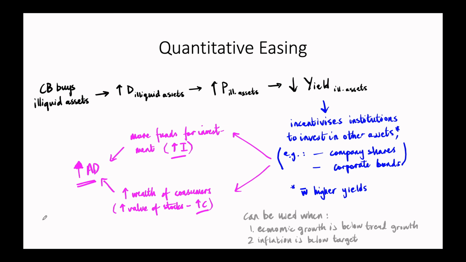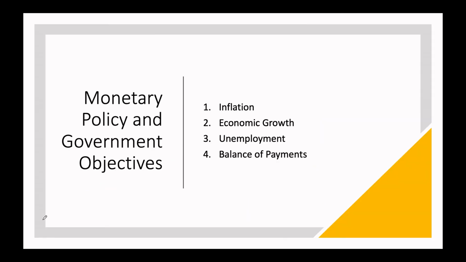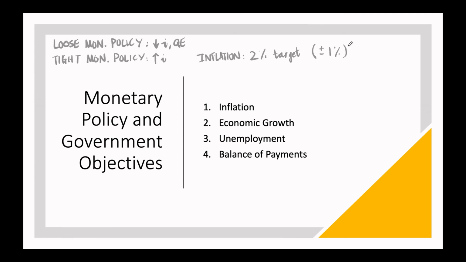If economic growth is below trend growth and inflation is below target, then in a world of low interest rates, quantitative easing may become a more habitual occurrence when central banks, such as the Bank of England, want to stimulate the economy. Finally, let's look at monetary policy and government objectives. We've already talked about the government's 2% target for inflation. This is a symmetrical target as a tolerance of 1% above or below is allowed.